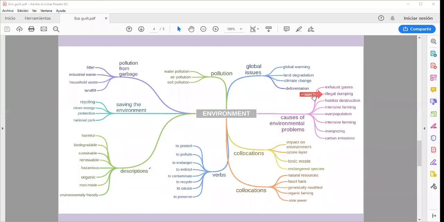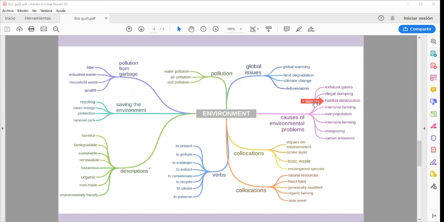All right, what about habitat destruction? What is it? In the woods, when there are forest fires. That's it, the destruction of the ecosystems.